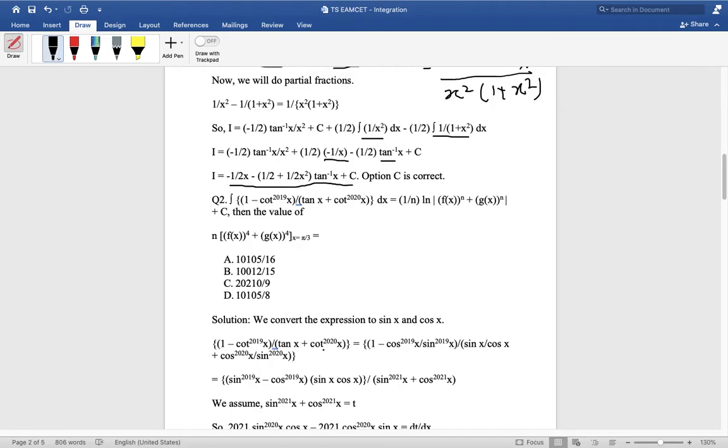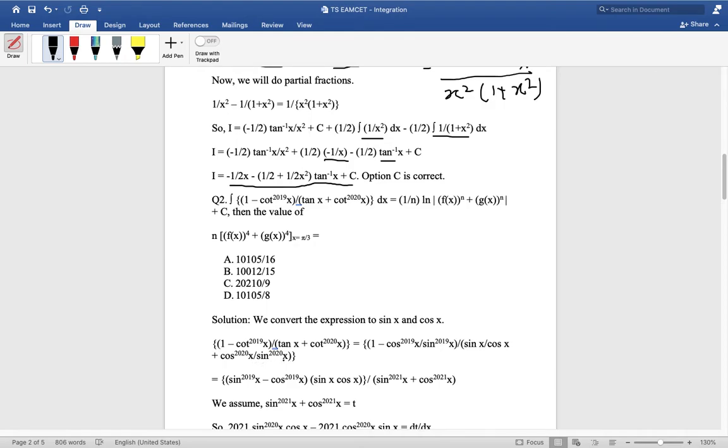Okay. So cot is what? Cos by sine, and tan is what? Sine by cos. Again, cot is cos by sine. So I have 1 minus cos raised to the power 2019x divided by sine raised to the power 2019x, whole divided by sin x by cos x plus cos raised to the power 2020x divided by sin raised to the power 2020x.